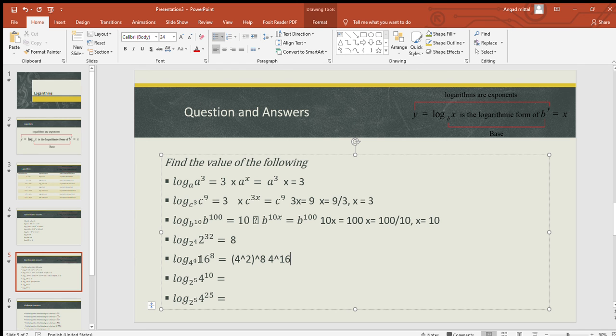Now you can put the value of 4 raised to the power 16 in this equation. Now this becomes 4 raised to the power 16. And now if you convert this and find, the answer will be nothing but 4. The same thing for the second last question and the last question. The answer is 4 for the second last question, and for the last one it will be 10.